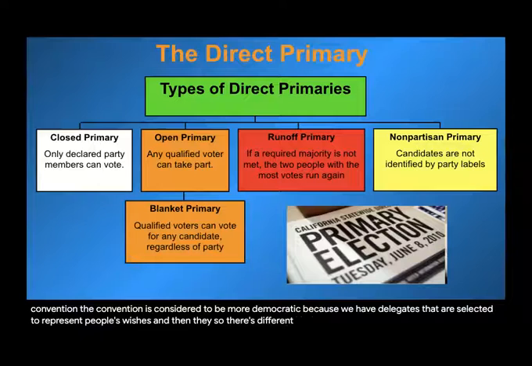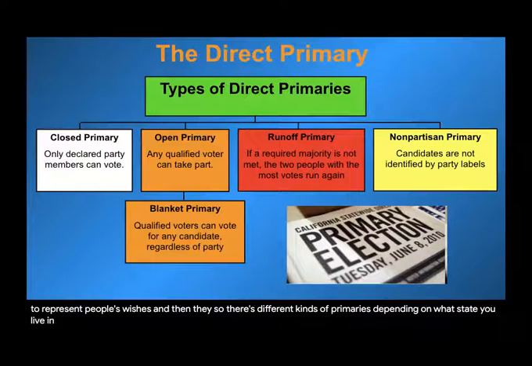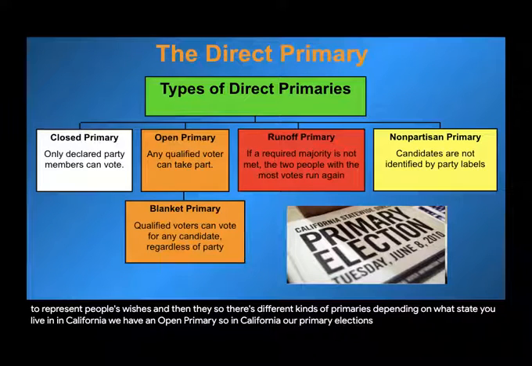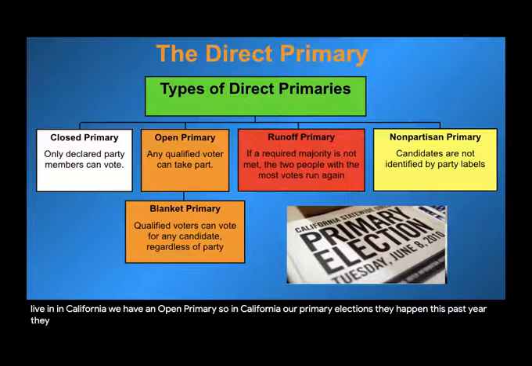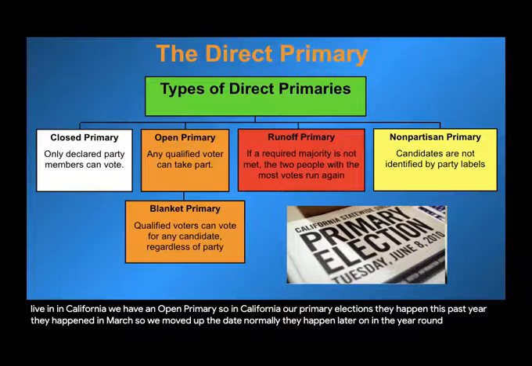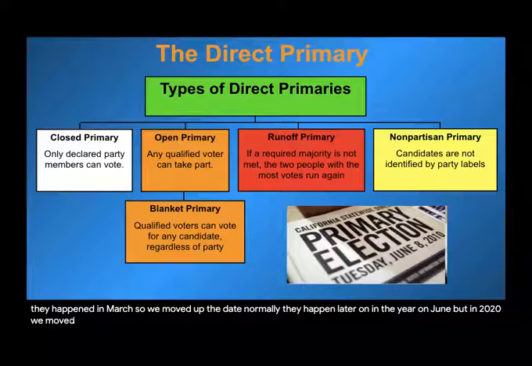So there's different kinds of primaries depending on what state you live in. In California, we have an open primary. So in California, our primary elections, they happened this past year, they happened in March. So we moved up the date. Normally they happen later on in the year, around June, but in 2020, we moved that date up until March so that we could be more competitive.